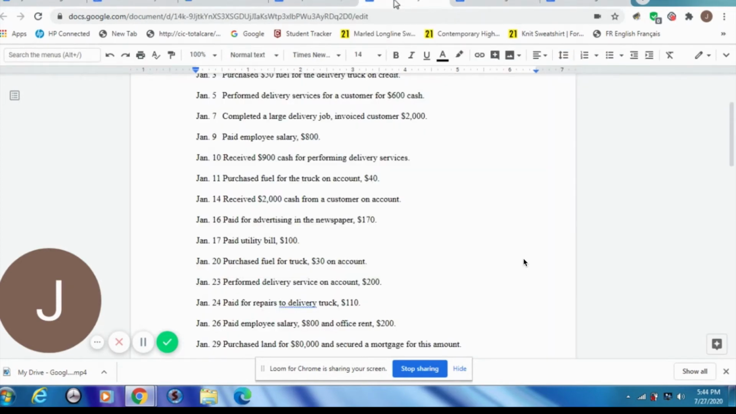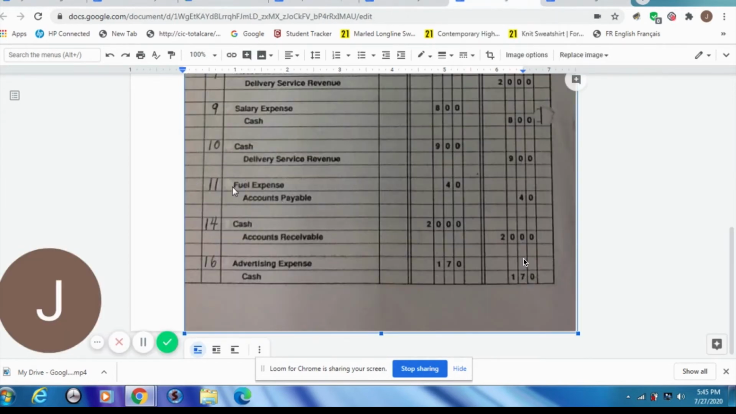Okay, leave a blank line there, and then we're going to go back and look at the next transaction. So the next transaction is on the 11th, and here we are purchasing fuel once again for our truck. We're purchasing fuel for the truck on account, $40. So let's go to our journal, and on the 11th, we'll put the date in. It's going to be another debit to fuel expense for $40, and we will have a credit to accounts payable for $40 as well.